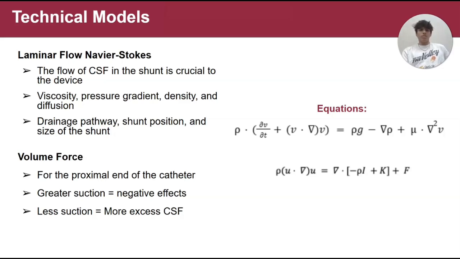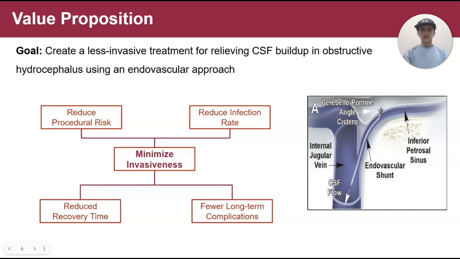The other equation we used was volume force, and this is specifically for the proximal end of the catheter, and this uses suction force in order to drain the ventricles. If there's too much suction, that could cause negative side effects to the patient. And if there's too little suction, the patient continues to have hydrocephalus with excess CSF.